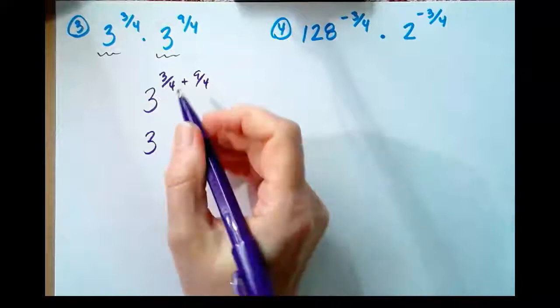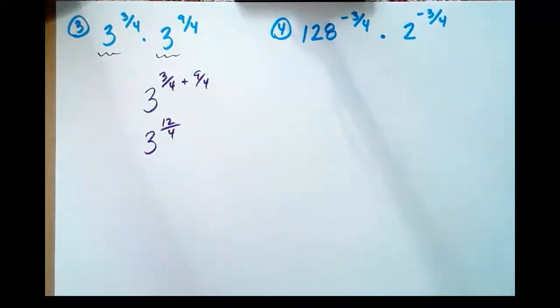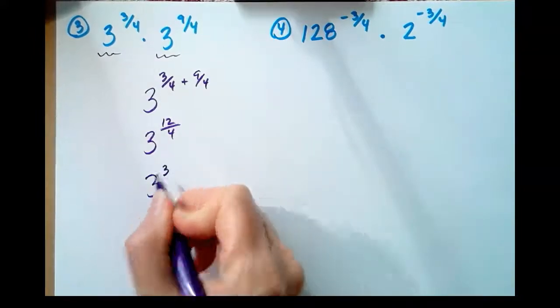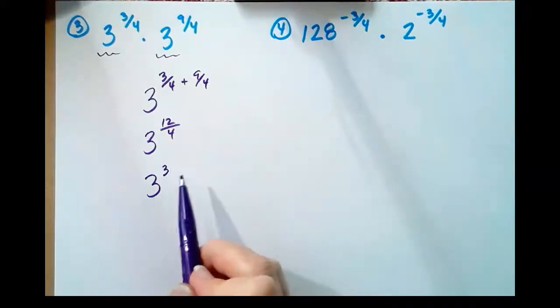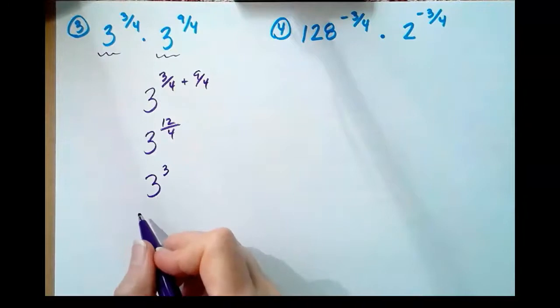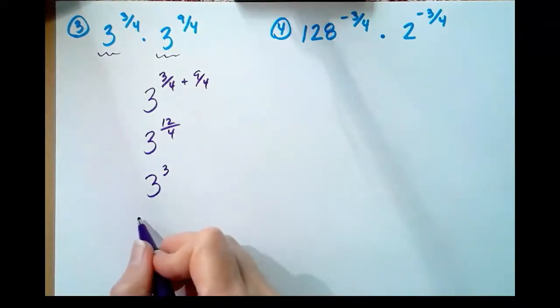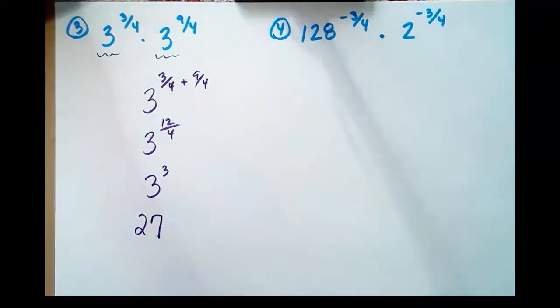We end up with 3 to the 12/4. 12 divided by 4 is 3. We end up with 3 to the 3rd. Anytime that we've got one that's this simplistic, let's go all the way and evaluate it. 3 to the 3rd is 3 times 3 times 3. That is equal to 27.